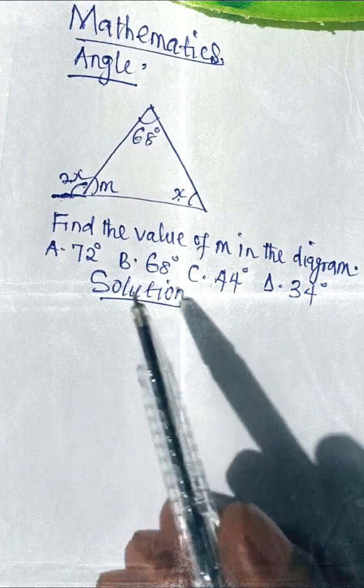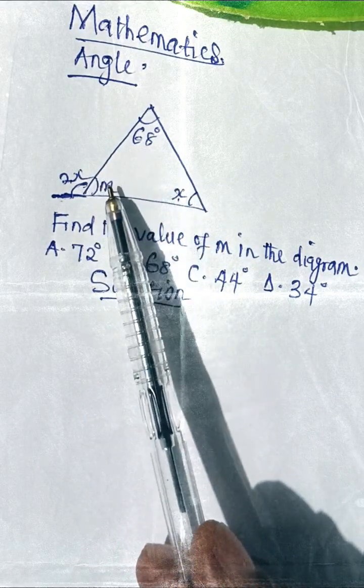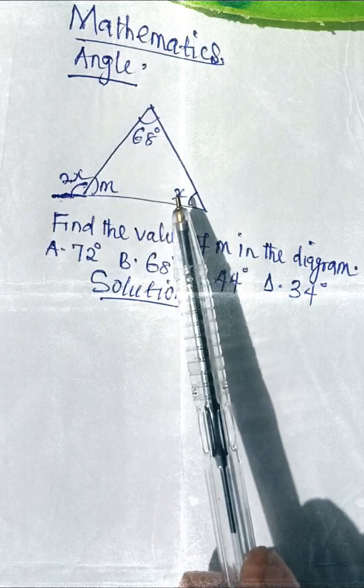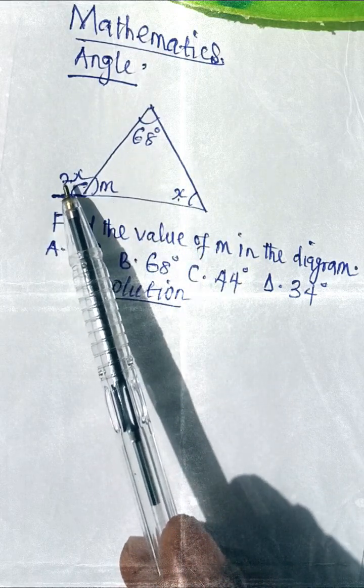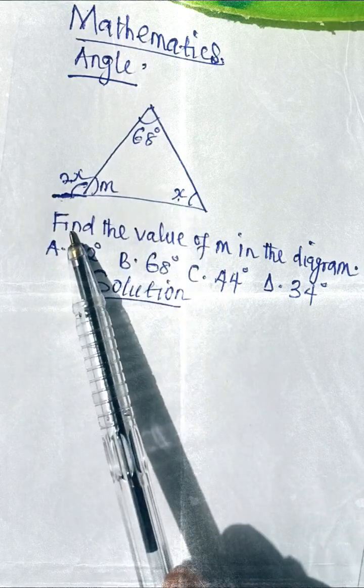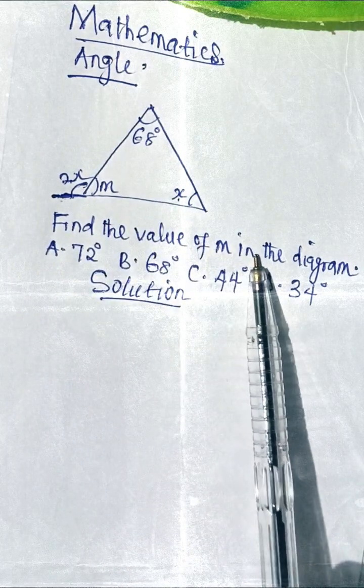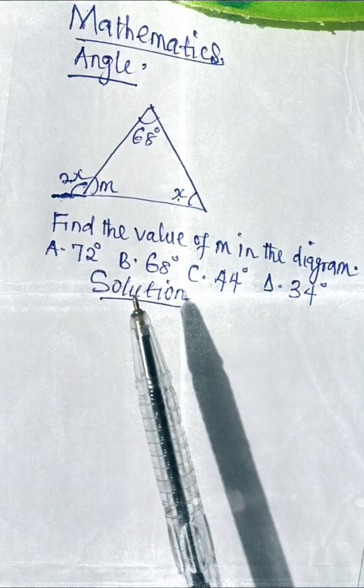Okay, let's quickly look at this triangle here. M 68 degrees, x and 2x degrees, with 2x as an exterior angle. The question says find the value of m in the diagram. Look at the options here.